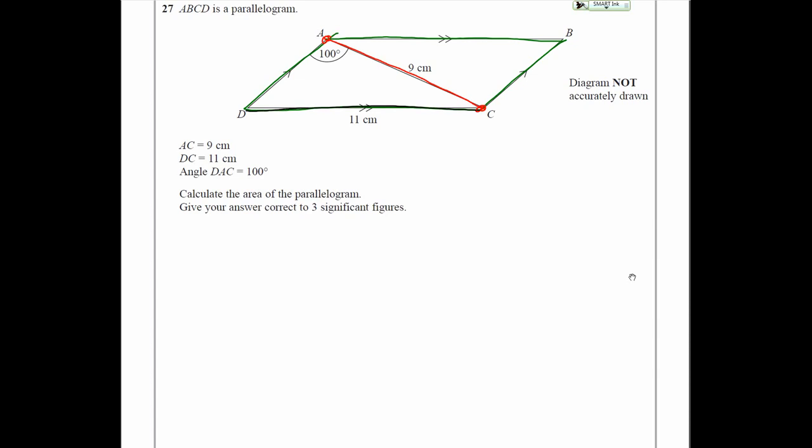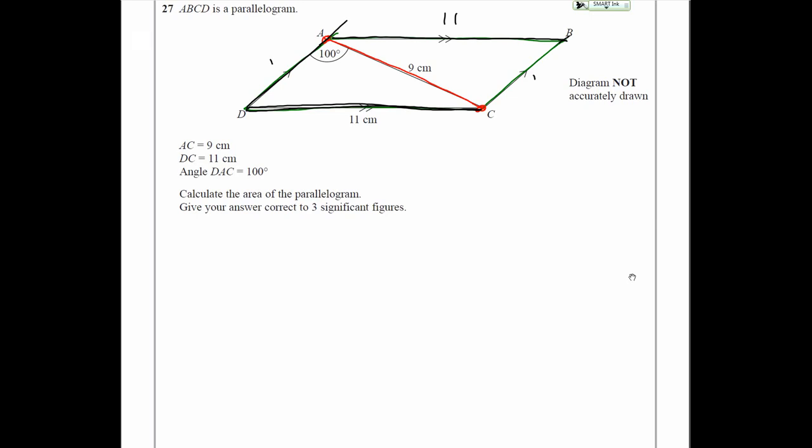So that's 11. Now, because of the properties of parallel lines, and these cutting the same distance, that's also going to be 11. And because of parallel lines again, this is going to be the same as this. Okay, so DA equals CB. Calculate the area of the parallelogram.